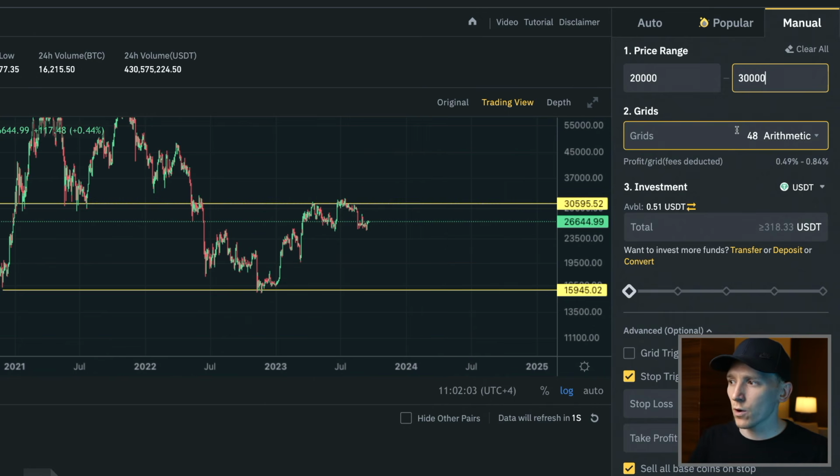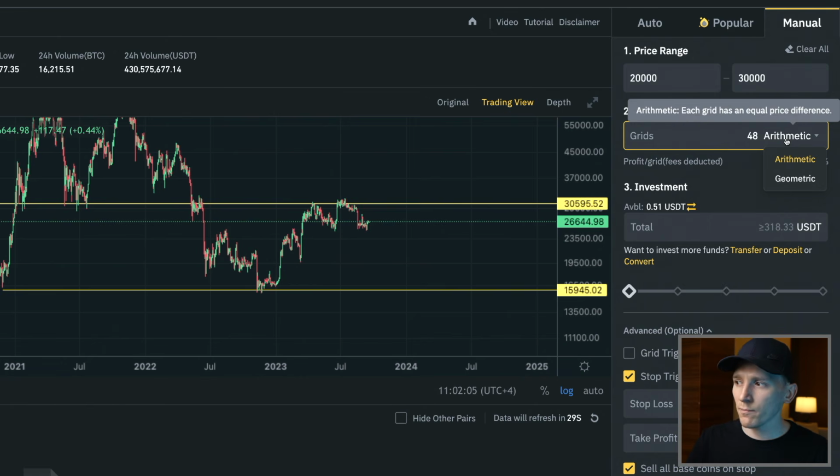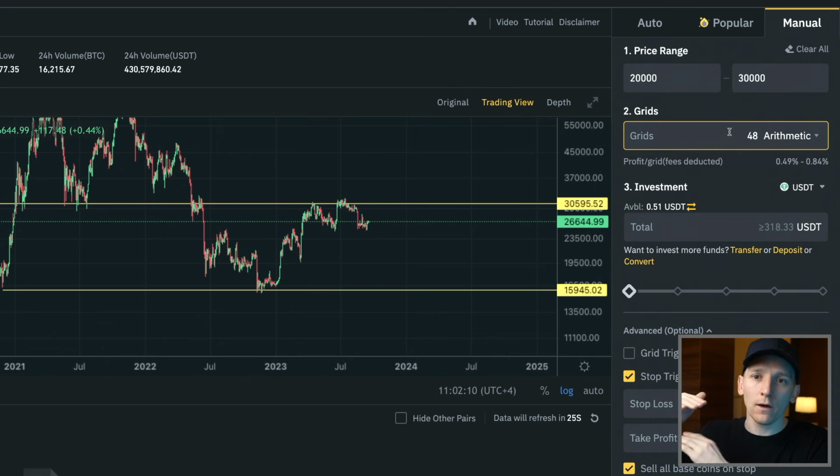Now, how many grids do you want? You can choose between arithmetic or geometric. Arithmetic is each grid is a dollar amount apart. So let's say I want 50 grids. It's going to know that each grid is X dollars away from the other one.